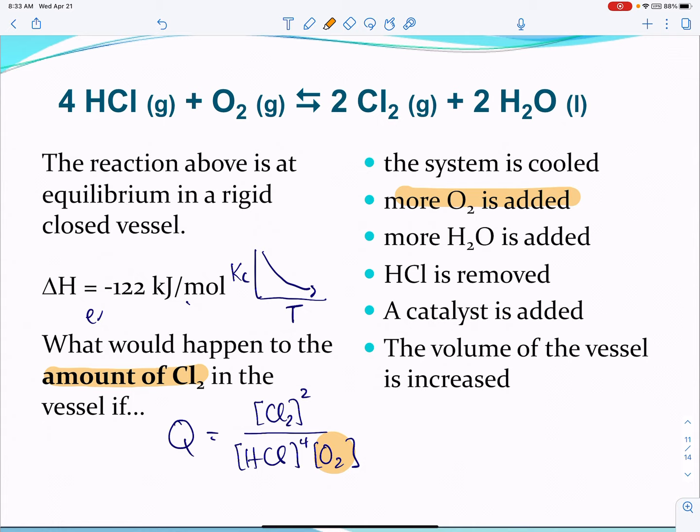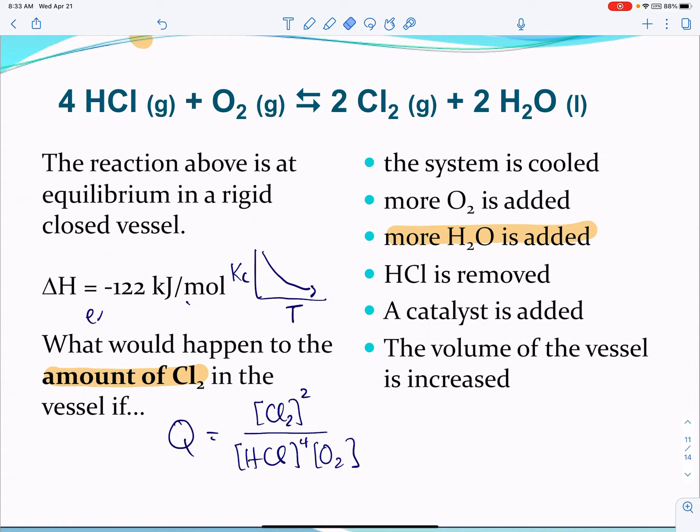All right, the next stress tells us that water is added. Okay, so we're going to add more water to the system. If you think you know what you're doing, pause the video and try to answer that yourself. All right, so I hope you don't get tricked. Water is not in the expression for Q because it's a liquid, therefore it's left out of Q, right? So water will have no effect on the value of Q.